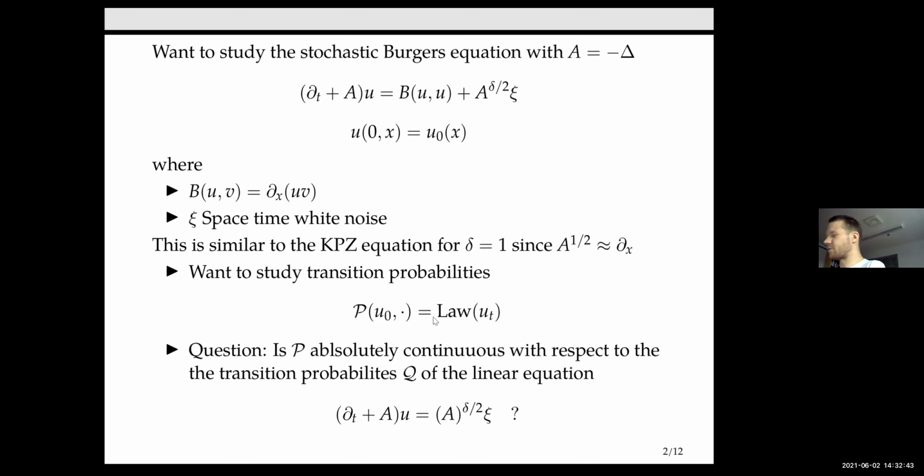And we want to study transition probabilities. So you take this equation, you run it, and then you look at what is the law after this time, and this gives you your transition semigroup. So there should be a T here. Sorry. And then the question is, what about absolute continuity with respect to the same transition probabilities for the linear equation? This is, I guess, the central object of the recent paper of Jonathan.